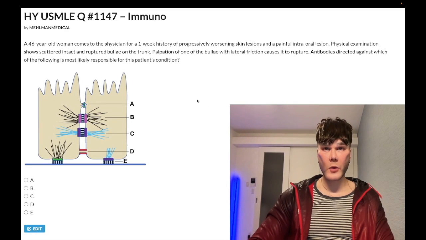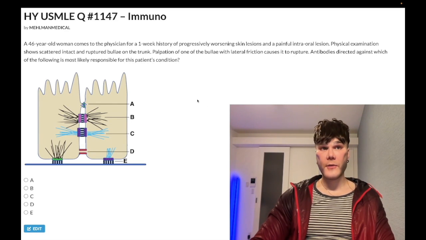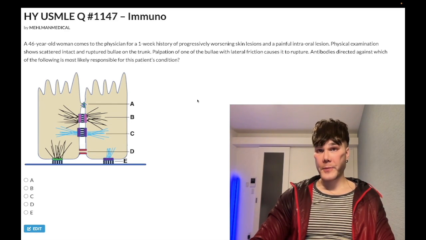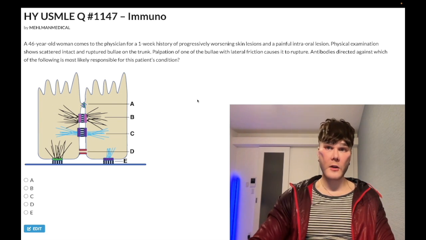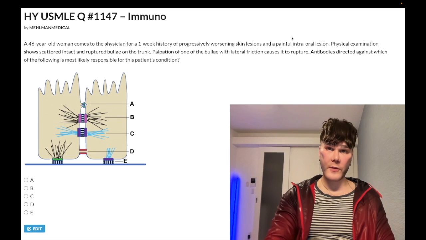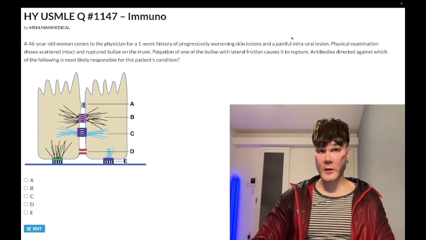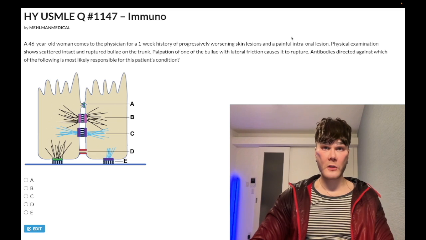How's it going, guys? We have a past level question for immuno dermatology. 46-year-old woman. She's got pemphigus vulgaris, and there's two reasons that we know that. Number one, she's got an intraoral lesion, which is very classic for pemphigus vulgaris in comparison to bullous pemphigoid, in which you do not usually see oral lesions.